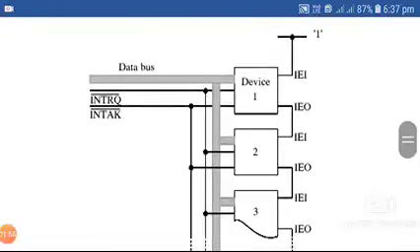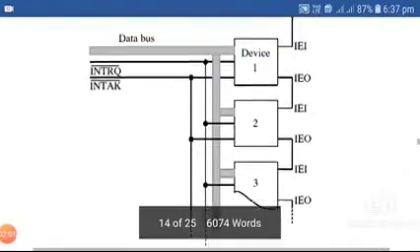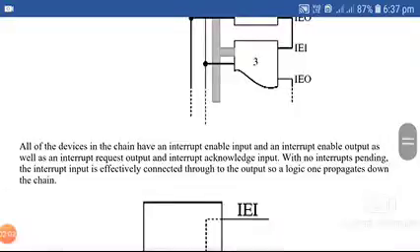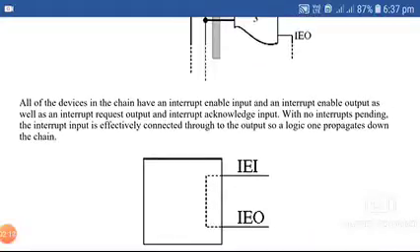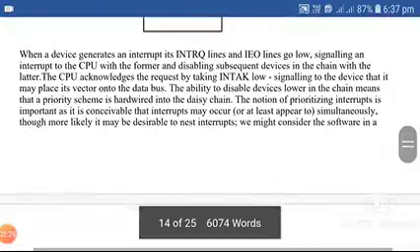So the diagram below shows the data bus and the different types of interrupts. Here we will have device 1, device 2, device 3 and the interrupts attended by these components. All the devices in the chain have an interrupt enable input and an interrupt enable output, as well as an interrupt request output and an interrupt acknowledge input. With no interrupt pending, the interrupt input is effectively connected through to the output, so a logic one propagates down the chain.